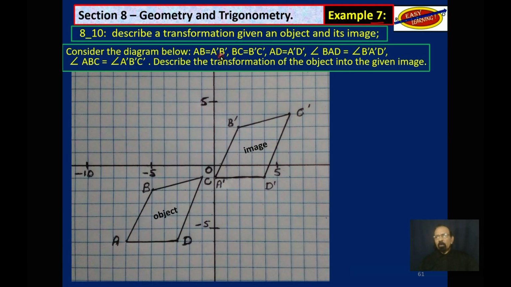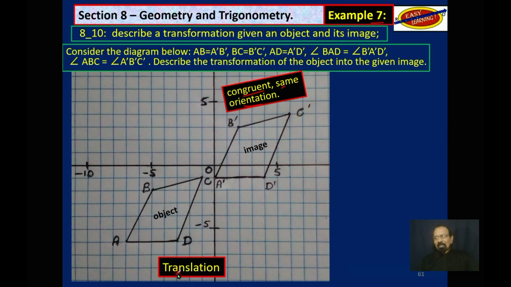Consider the diagram below. You are given some data. Essentially, you use that data to ensure that the image is congruent with the object. And if you go through that, you would find, yes, they are congruent. So congruent and same orientation. This is about the easiest one you can get. Congruent, same orientation. So that means definitely it is translation. But you now need to say what the translation is.